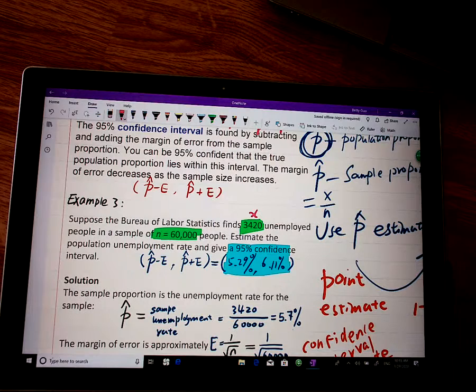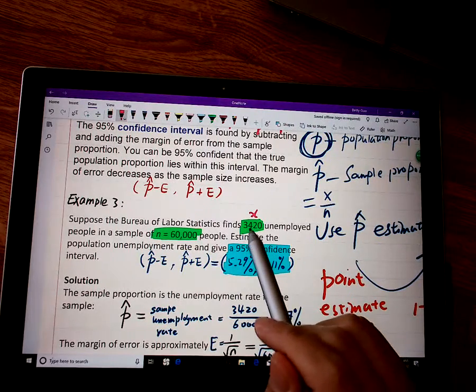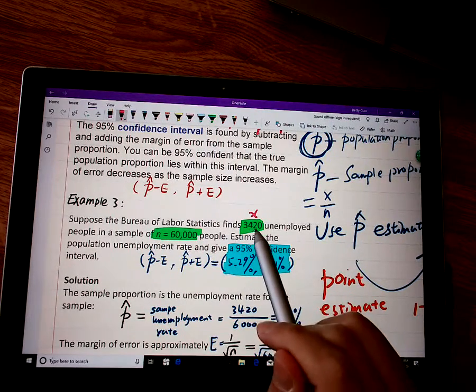You might feel confused. How come unemployment is a success? It's just the name, okay? You define what is a success. As a researcher, you randomly select a person and find that the person has no job. That is a success. Then the number of successes is that 3,420.